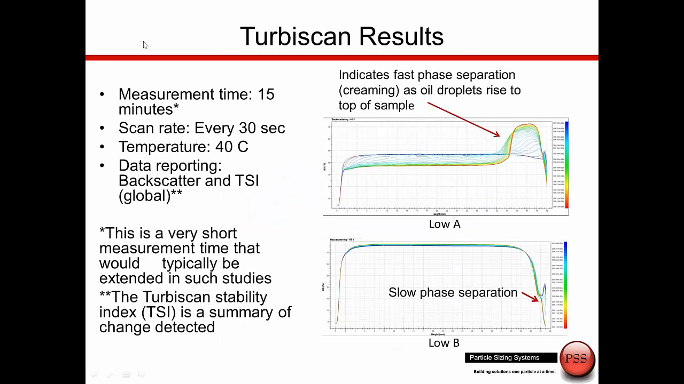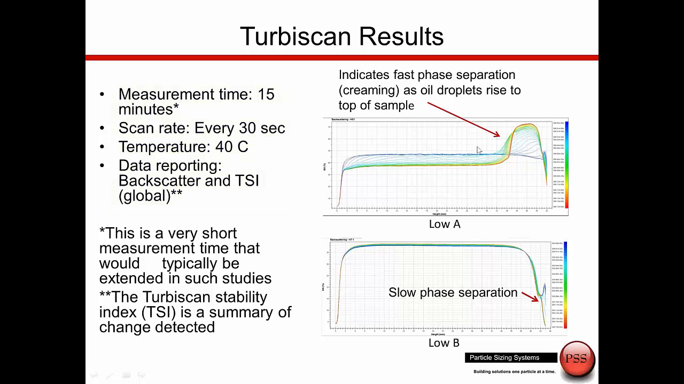The way I set up the Turbiscan is I measured over 15 minutes and I took a measurement every 30 seconds. So this is a fairly quick study because I was just in the lab having some fun. Typically, if you're going to look at emulsion stability, you'll use a much longer time scale. You might use weeks as a time scale to do these studies. But just to show how this operates, I did very short measurements, about every 30 seconds over 15 minutes. I kept the temperature up at about 40 degrees C.